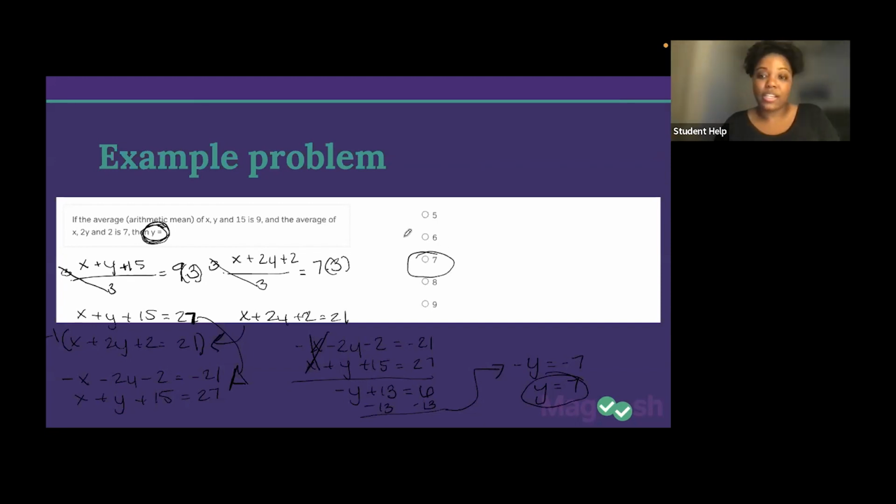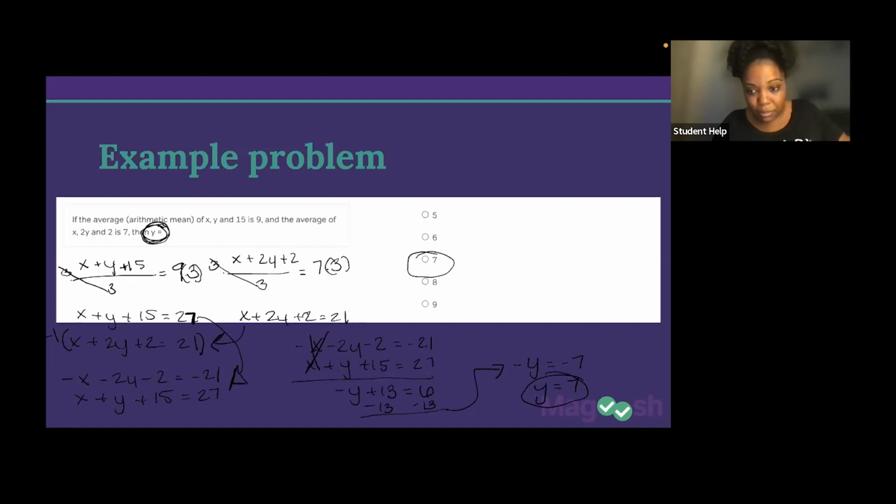And so 7 is the answer. Does that make sense? I know some of us kind of got lost in the mix, but now that you see the math, does it make sense? You set it up wrong. Okay, it makes sense now. Good. Awesome.